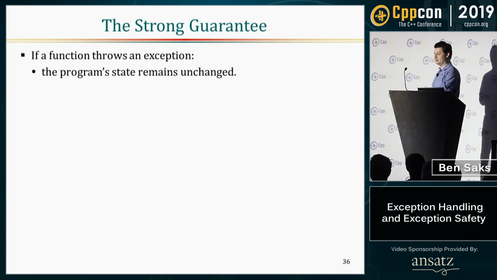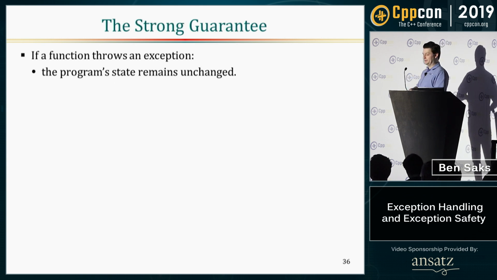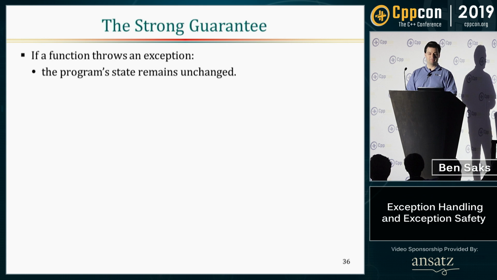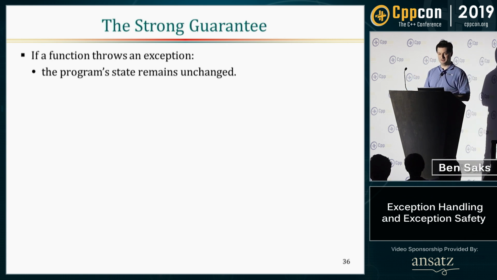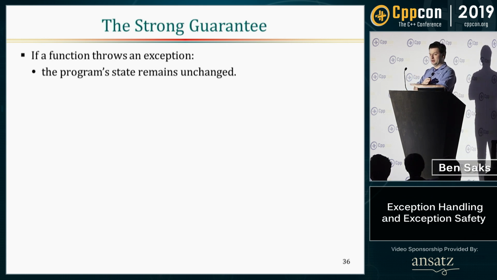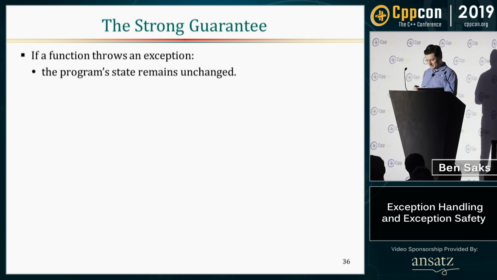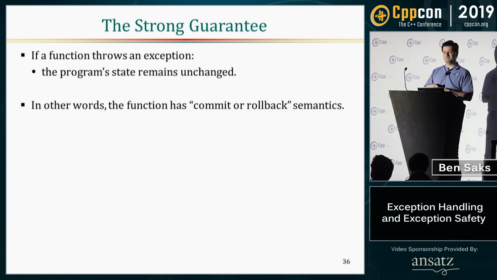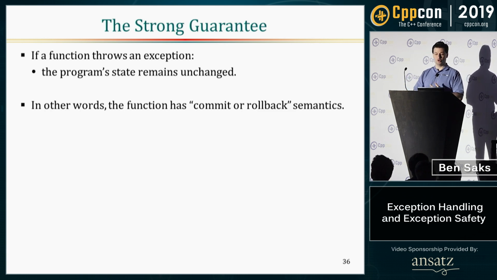The strong guarantee says the function might throw an exception, and if it does, the program's state is the same as if you'd never called this function to begin with. No changes to the program's state are made before the exception is thrown. In other words, the function has commit or rollback semantics.